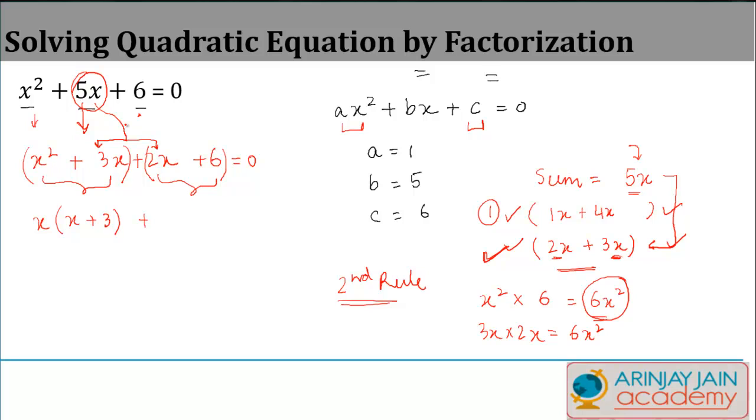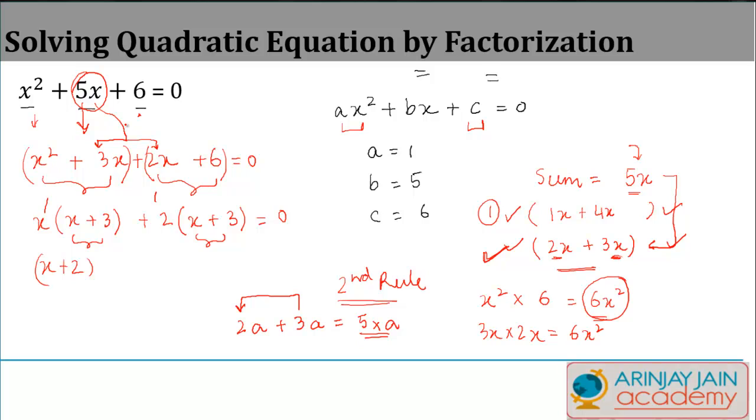Between the next two, what is common? 2. So I will put 2 over here. 2 into x gives us 2x, plus 3. Now if you notice, you have x plus 3 over here and x plus 3 over here, right? And by the simple rules that we have learned in our junior classes maybe, we can write that 2 times a plus 3 times a can be written as the sum of these two numbers, 5 times a. So I can simply write this as x plus 2 times x plus 3 is equal to 0.